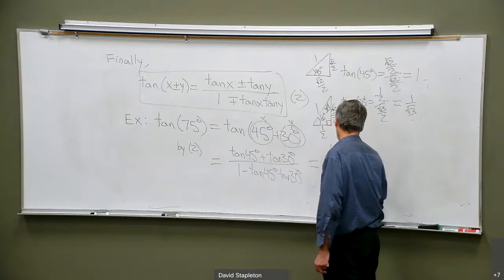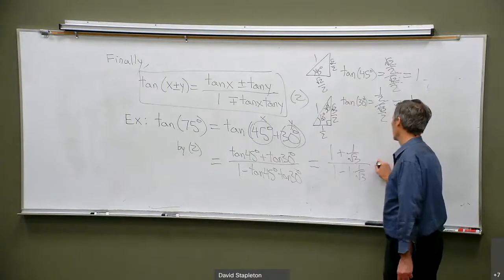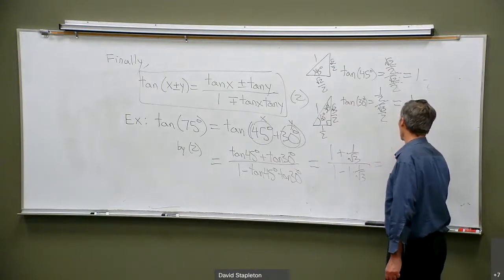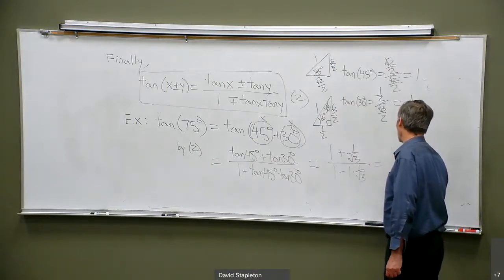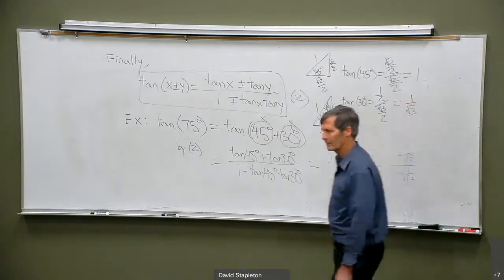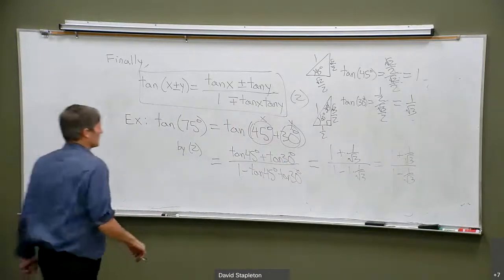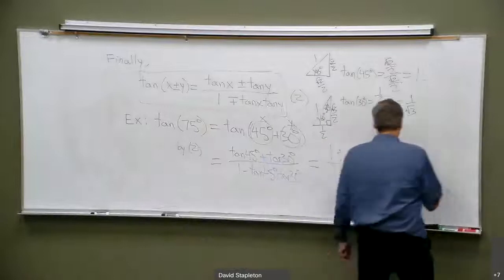1 minus 1 times 1 over square root 3. There it is. Our answer is 1 plus 1 over square root 3 over 1 minus 1 over square root 3. And now, if that's not bad enough, the algebra is always worse. Let's see how much time I have. Boy, really short on time.